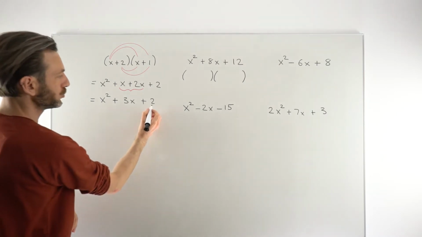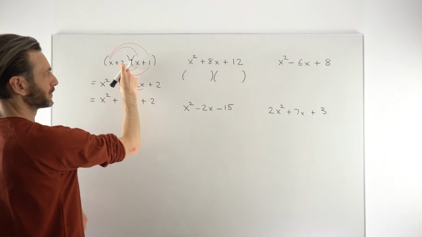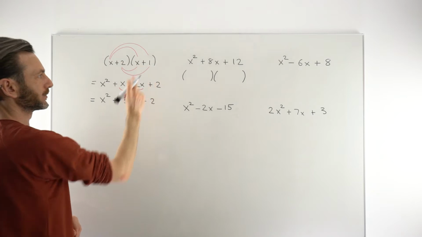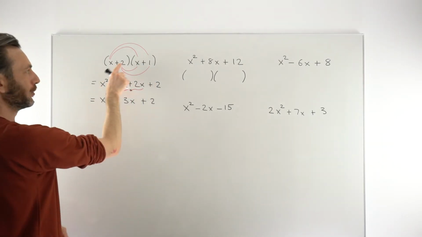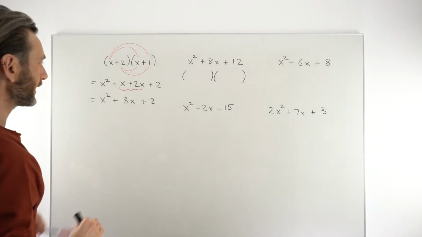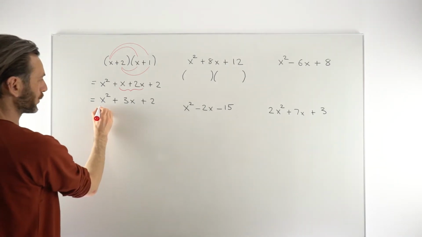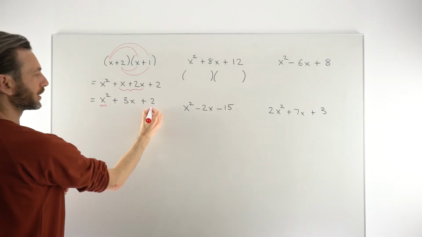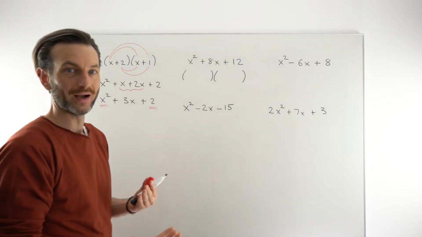Notice that the 2 here was just the product of 1 times 2, because the only way you can make the number term is by multiplying these numbers together. The only way you can make the x squared term is by multiplying the x's together. That tells us that if we started here, we know that our x squared term is going to come from x times x. We know that our 2 is going to be 2 times 1, because those are the only two factors of 2.